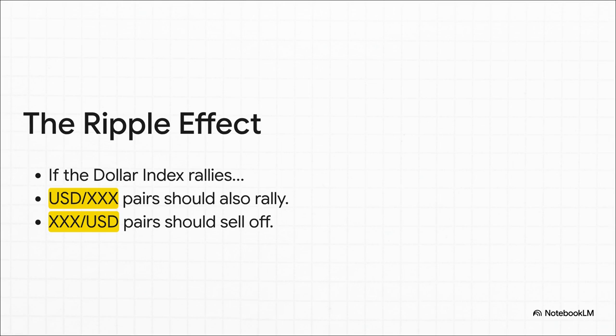Now, knowing where the dollar index is headed is incredibly powerful. Why? Because it gives us a macro bias for every major currency pair. If we expect the dollar to rally, it means pairs where the USD is first, like dollar CAD or dollar yen, they should rally too. And pairs where the dollar is second, like the euro or the pound, should sell off.